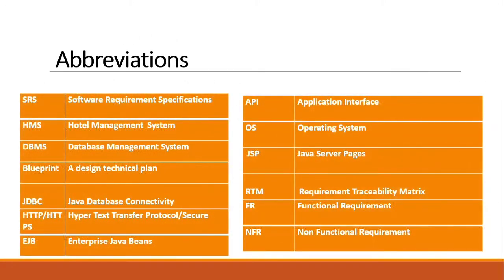Some of the abbreviations used in our project are SRS, HMS, DBMS, blueprint, JDBC, HTTP, HTTPS, EJB, API, OS, JSP, RTM, FR and NFR, used here to provide a short form and clear understanding in a global manner.